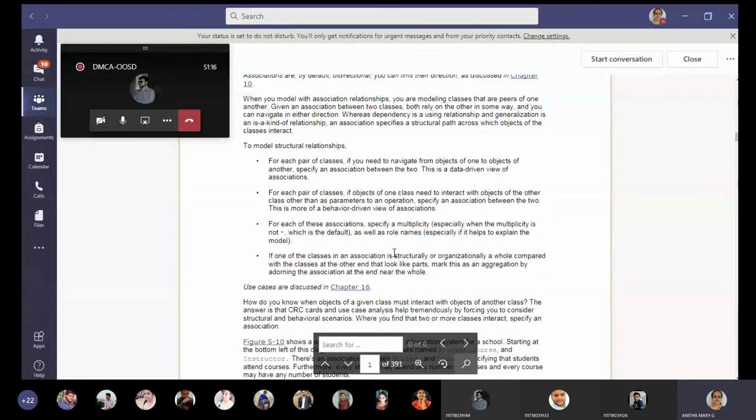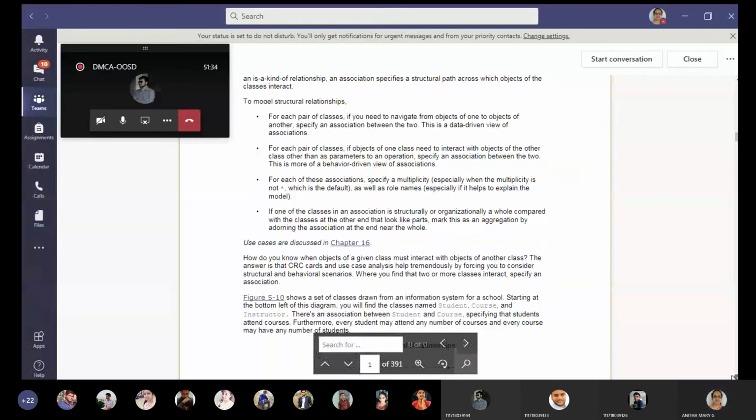So this is based on all the adornments for an association. For an association, what all do we have? Name, direction, role, multiplicity, and one more type of association is aggregation. All these properties can be applied for the scenario. That is how we model the structural relationship.